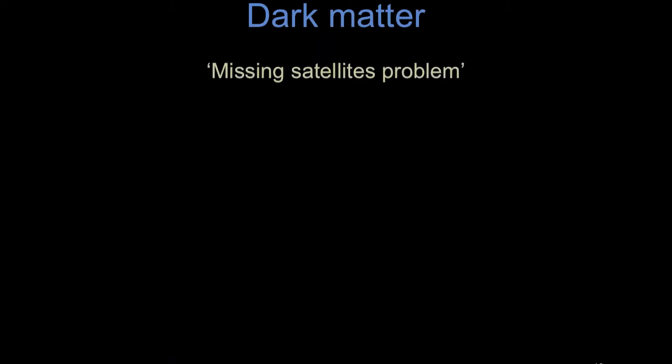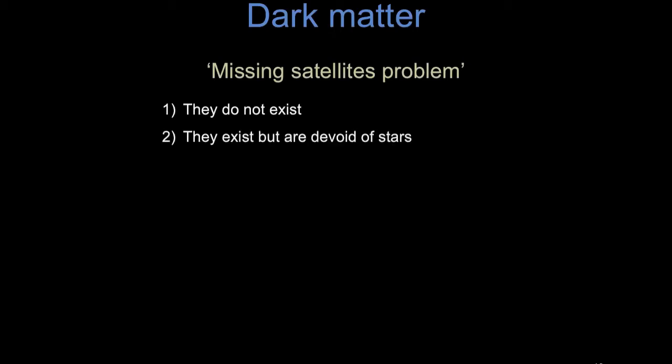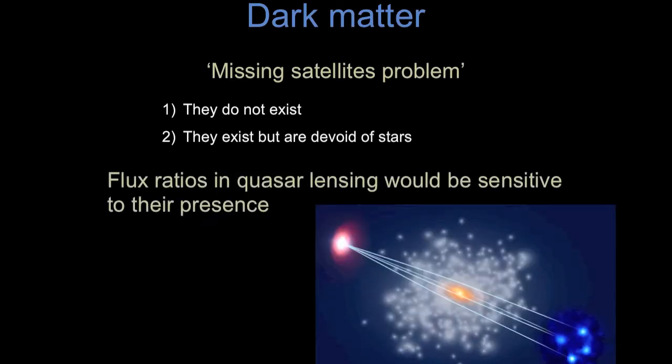And there are two solutions to this. Either they do not exist and we have to modify the models or the simulations to account for their absence in some way, or they do exist, but devoid of stars. Perhaps they were devoid of gas in the early stages, or there was no star formation in them. But anyway, the fluctuations in quasar lensing would be sensitive to their presence. So we can use our observations to probe which of these is right.